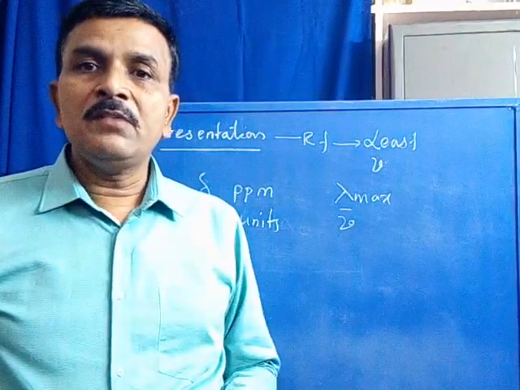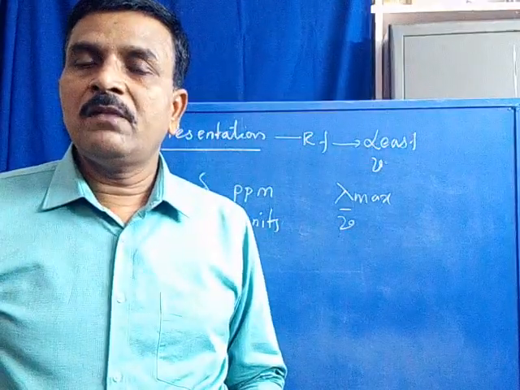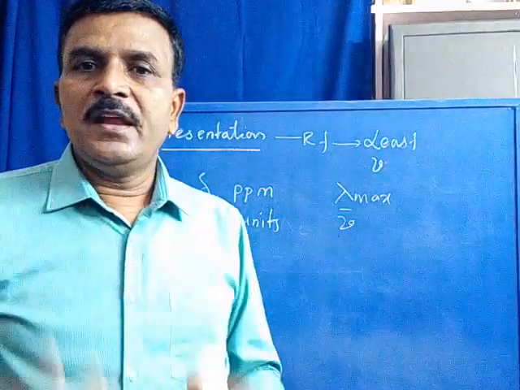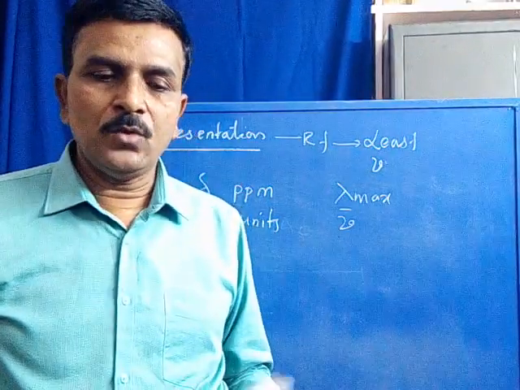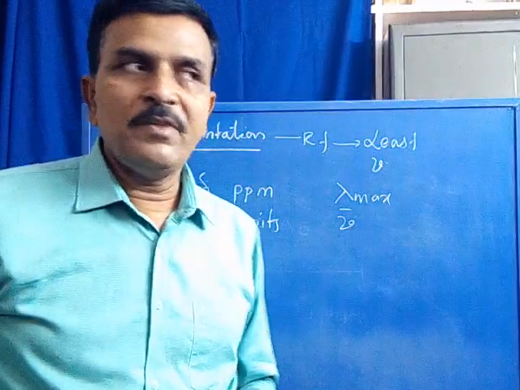So the absorption frequencies are measured in delta and presented in ppm units, where delta is inversely proportional to frequency. That is, a higher delta value represents a lower frequency, whereas a lower delta value represents a higher frequency. So delta is inversely proportional to frequency, like wavelength.